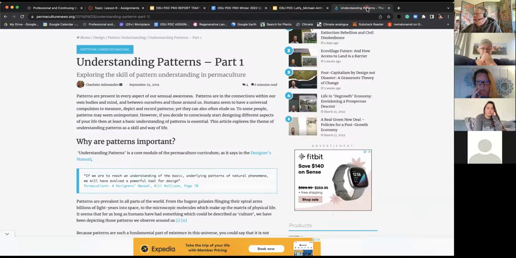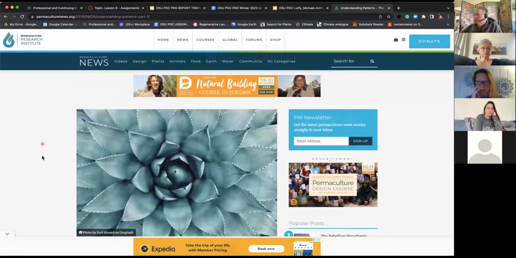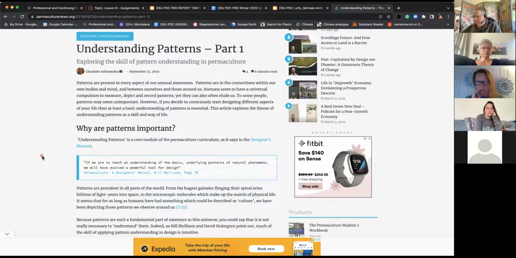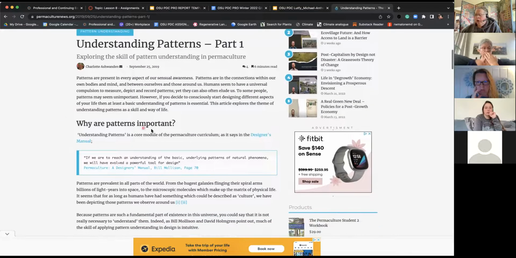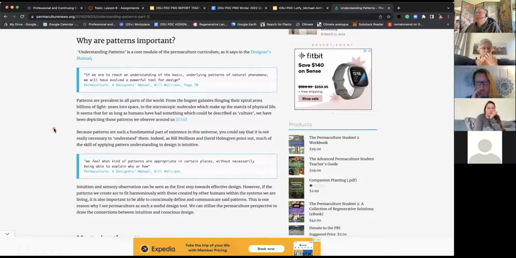So let's take a look at an example here. This website is Permaculture Research Institute in Australia, and they often have some good articles. It's certainly worth taking a look at. And they've done a good article here on patterning, so why they're important. And in a nutshell, let's have an example here. Oh, sorry.